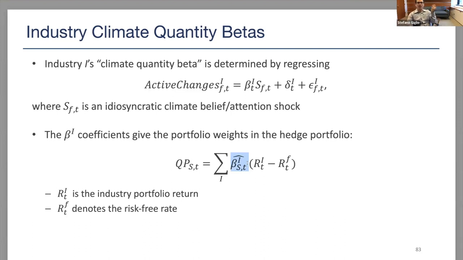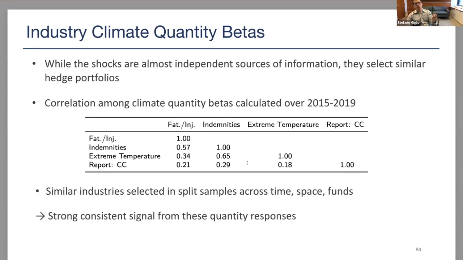But if you look at the portfolios, the way they trade in response to these shocks, these are actually quite similar. So this is a correlation table for the betas at the industry level. So which stocks they buy and which stocks they sell. So we end up with very similar hedging portfolios, even if you're starting from different shocks, which I think is a good sign that there's some sort of pattern in how people behave when they become more worried about climate risk, independent of the source of their different behavior, okay?